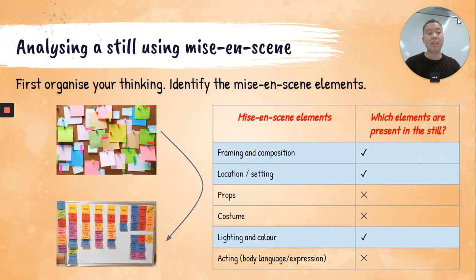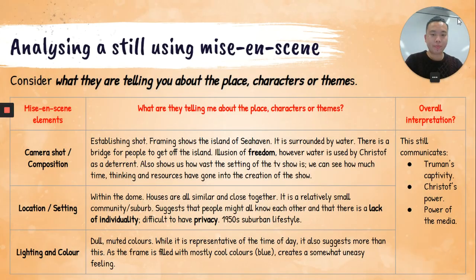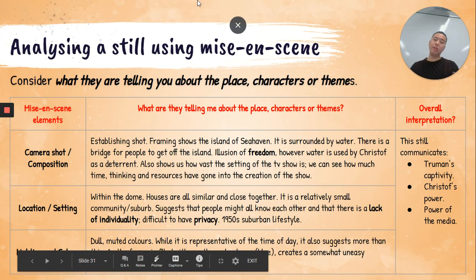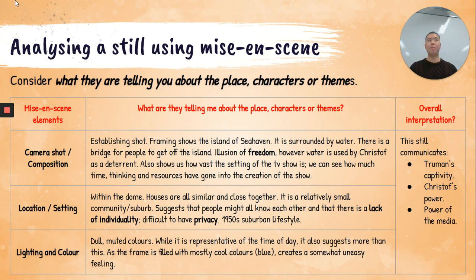So remember, mise-en-scene is made up of those 6 key categories, but you don't have to analyze all of them. That's a little bit too much work. You simply need to select the elements of mise-en-scene that are most relevant to that still and analyze it based on those relevant elements. So, a really good way to begin analysis before you actually write a full essay is to sort of use these kinds of tables to scaffold or slowly build up your learning.